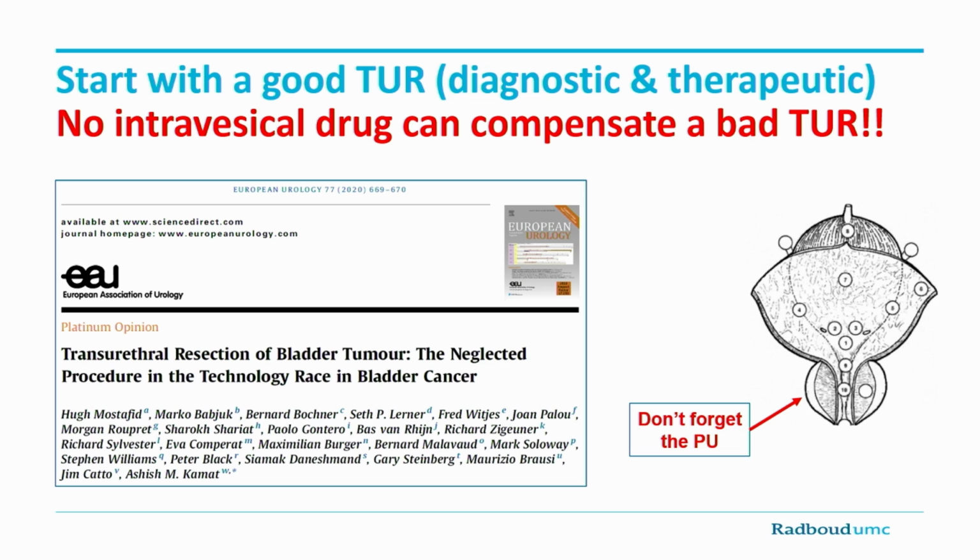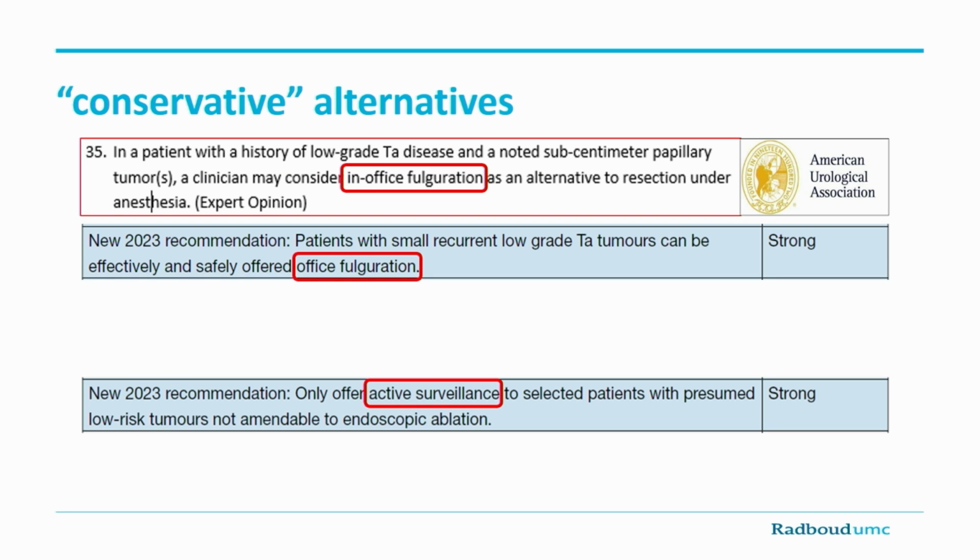So I always tell my residents, you've seen the quality indicators, do a good TUR. There are some conservative alternatives, especially in patients that you know had low-grade Ta tumors. You can do an office fulguration, which is in both the American and the European guideline, and even active surveillance, which is now in the European guideline, not yet in the American guideline. That's something I do sometimes when you see a small tumor. We do that in prostate cancer. We do that in kidney cancer. Why not do that in small tumors in bladder cancer?